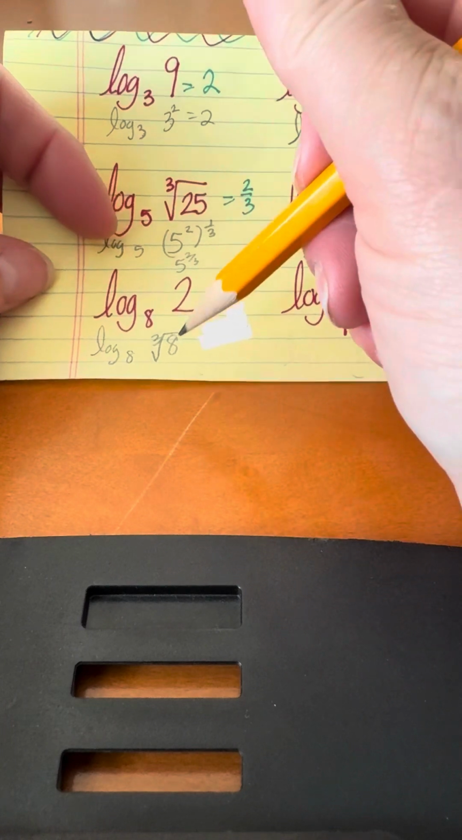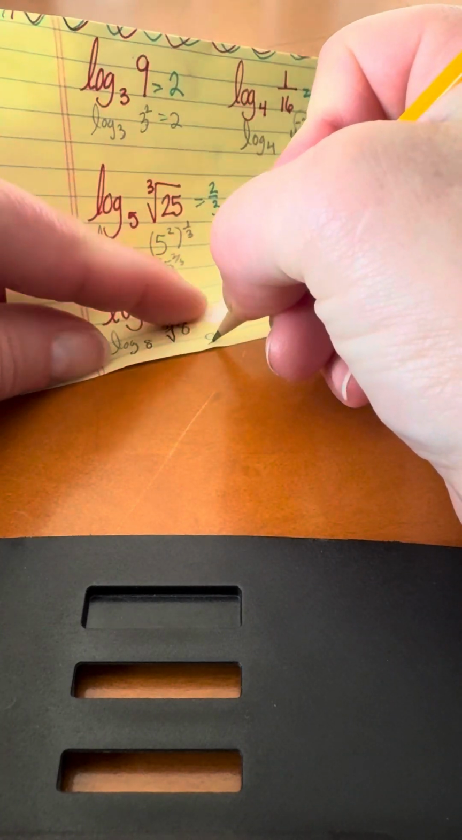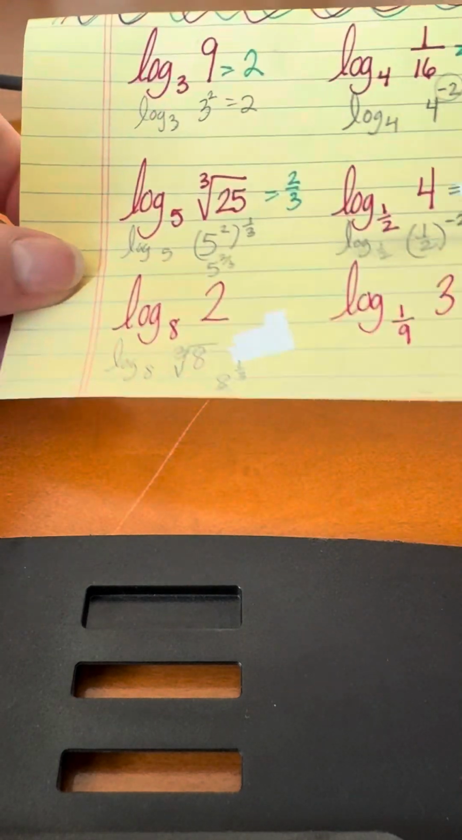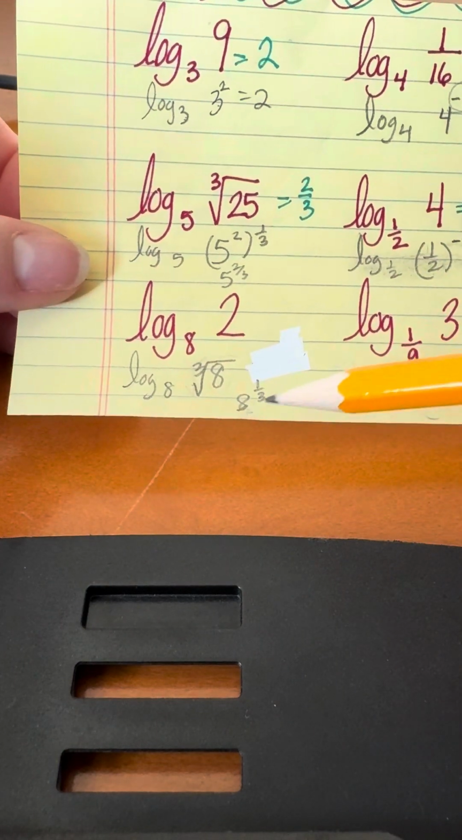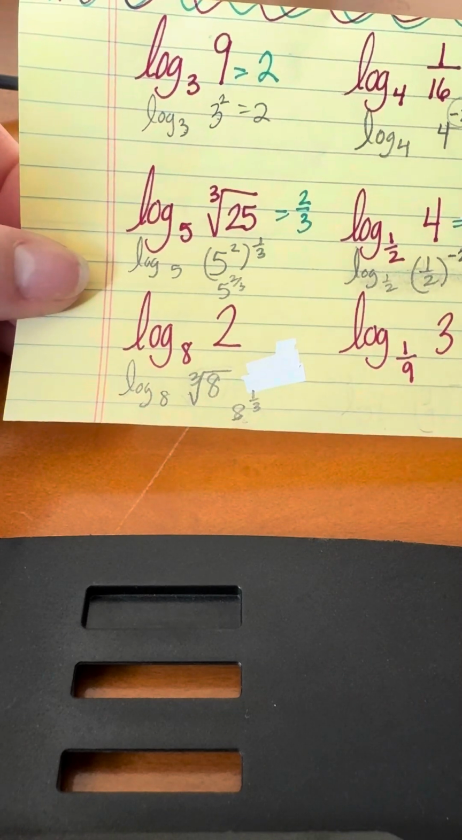And then you can write it like this, but in the end, what you need to remember is that a cube root is really just a 1/3 power. So you can write it as the cube root, or you can write it as an 8 to the 1/3. But in the end, my answer is 1/3, because that's the exponent.